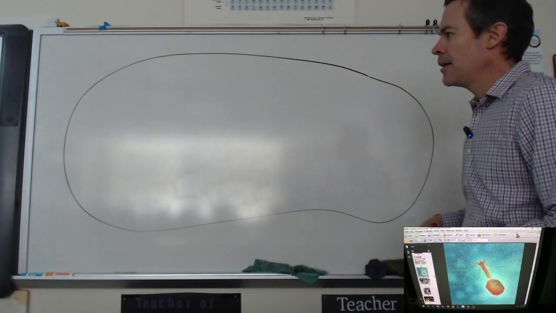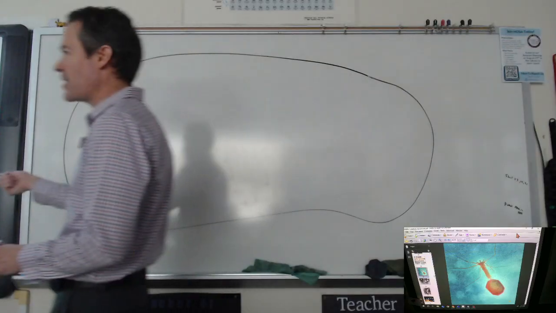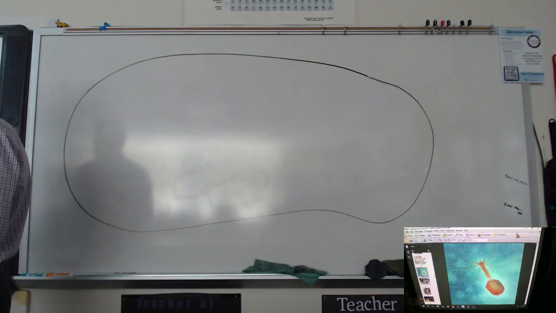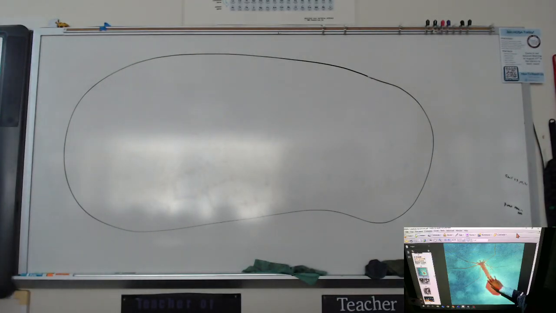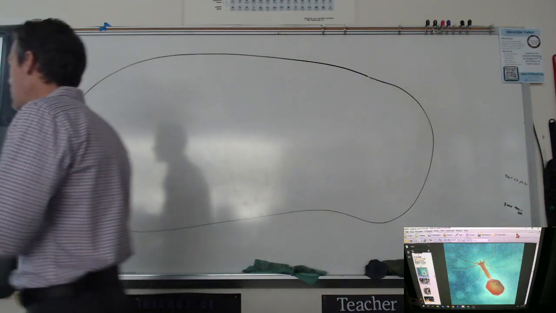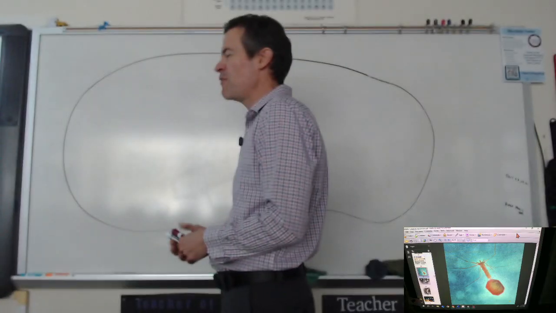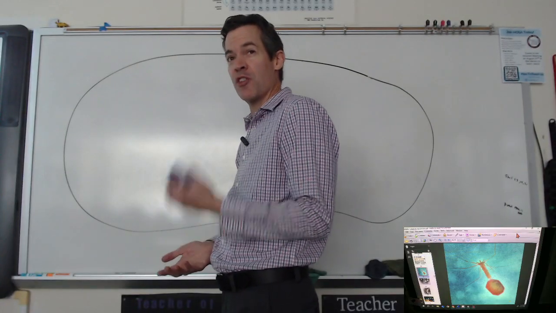All right. Does anybody know what that is? It's upside down. Yeah. So this is a virus. This one happens to be a phage. It's the type that invades bacteria. So bacteria can also get viral infections.